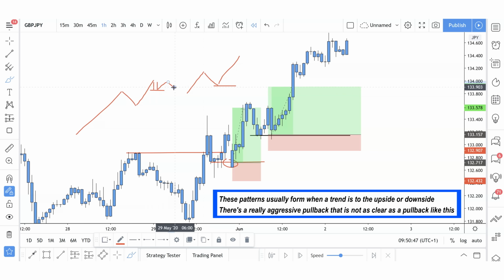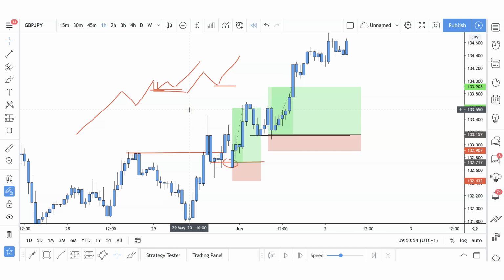You just want to see the market leave, come back, retest this structure just to confirm the level is strong, and then look for that buying opportunity. So that's pattern number one. Let's move on to pattern number two.